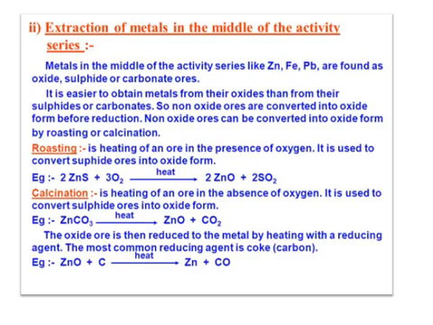Now let us see the reduction of the oxides. The reduction of oxide ores is the process of conversion of metal oxide ore into metals. It can be done by heating the oxides with a suitable reducing agent like carbon in the form of coke. So ZnO plus carbon, C, gives Zn plus CO.